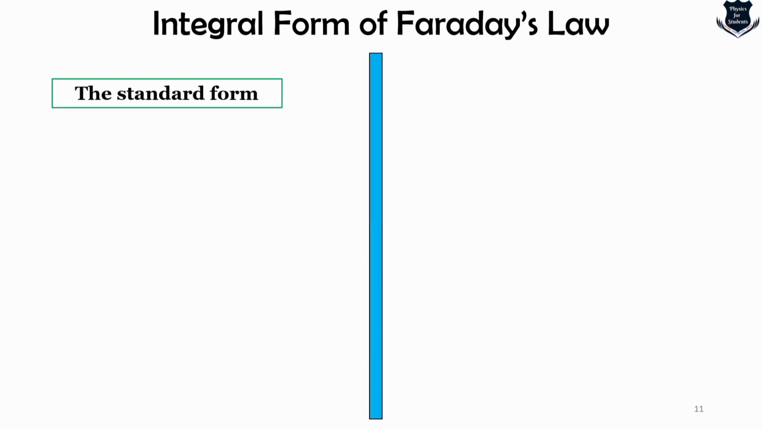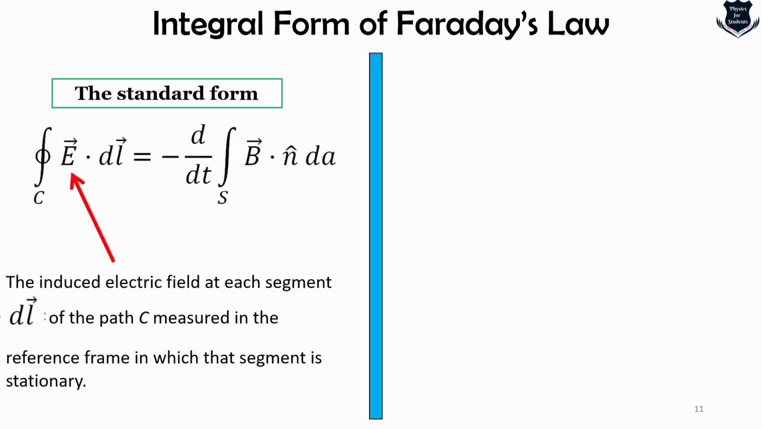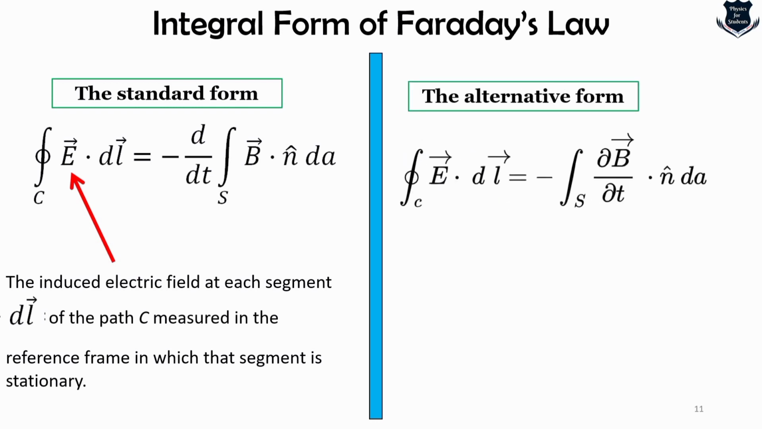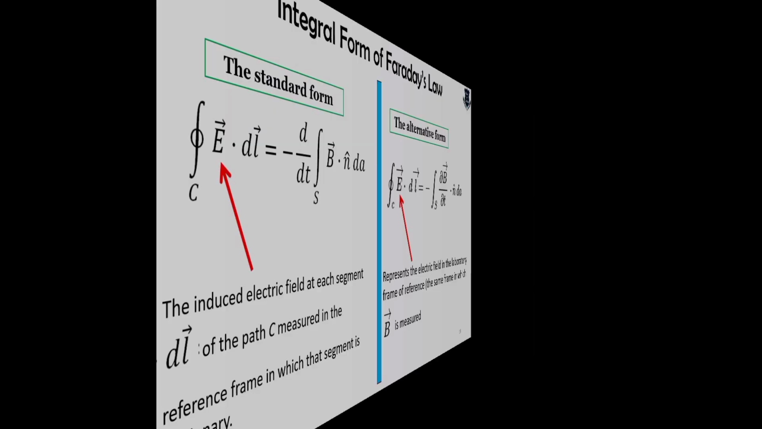Now you will see that if I take the standard form, the induced electric field is induced at each segment dl of the path C, measured in the reference frame of where the experiment is being performed. If I take the alternative form, it represents the electric field in the laboratory frame of reference where B is being measured. So on the standard form we get the induced electric field at each segment. On the alternative form, it represents the electric field in the frame of reference where the magnetic field B is measured. These are two important differences that we should note.